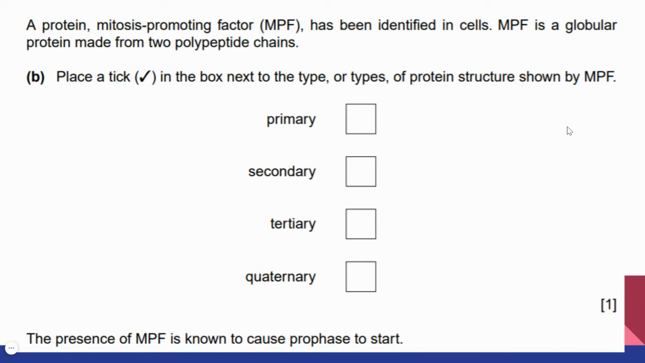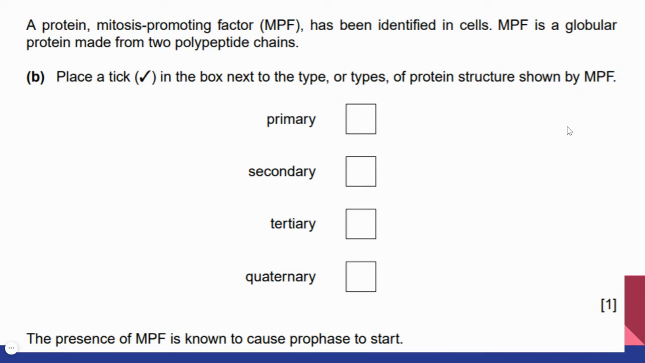Next question, a protein, mitosis promoting factor, MPF. This is a protein that has been identified in cells. This protein is a globular protein made from two polypeptide chains. Place a tick in the box next to the type or types of protein structure that will be shown by MPF. So it's already given that MPF is a globular protein made up of two polypeptide chains. So what all structures of protein folding will you find in MPF?